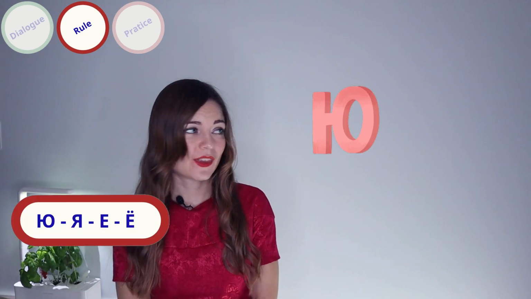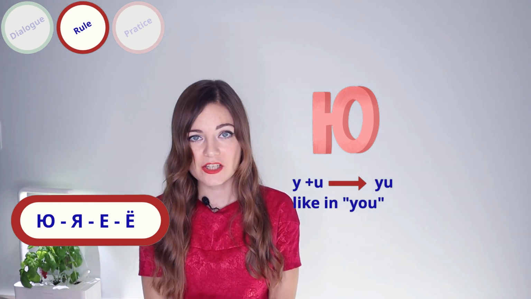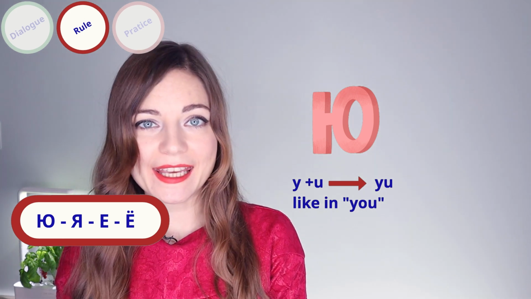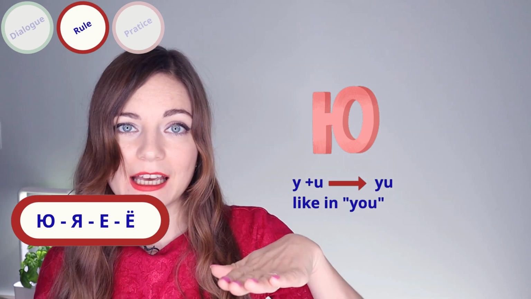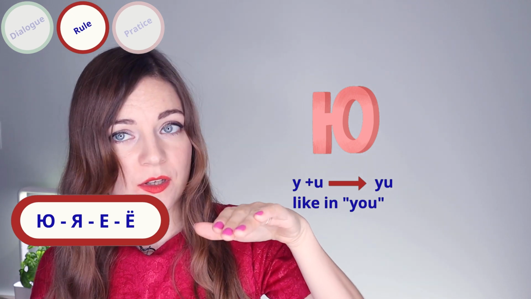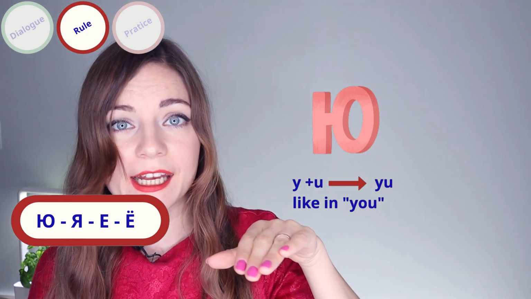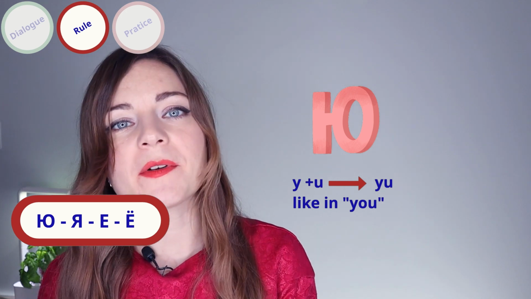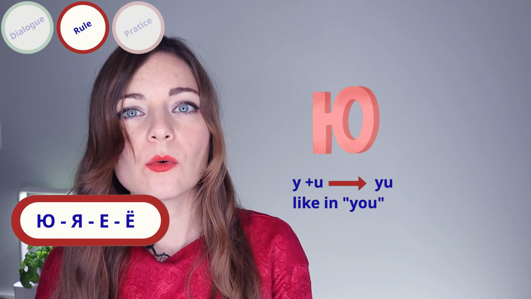U. U is a particular letter because actually it has two sounds in it. The sound Y. You remember how to pronounce it? We say E and raise the tongue towards the soft palate. Y, Y, Y. This is the Y sound. And then we pronounce the U. U, Y, U, Y, U.